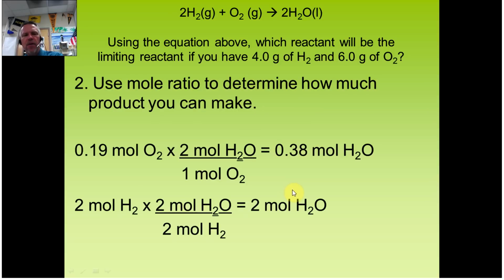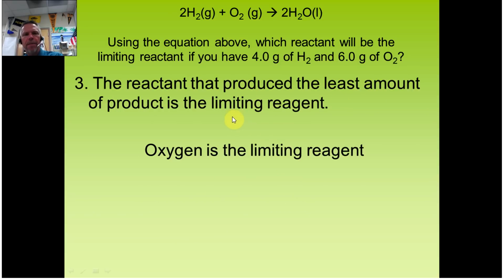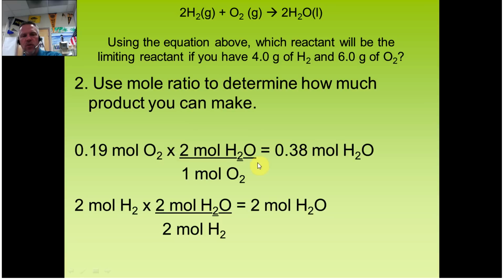All right. So now the next step is to compare the two results from your 2 what-if calculations. Which of these 2 calculations, the calculation for oxygen or the calculation for hydrogen, produces the lesser amount of product? Hopefully you can see that 0.38 is less than 2. So in other words, the what-if calculation that we did for oxygen showed us that we could only make 0.38 moles of water, whereas the what-if calculation that we ran for hydrogen showed us we could make 2 moles of water.